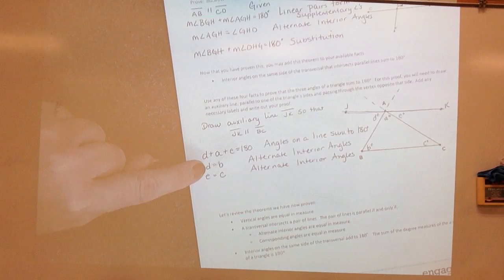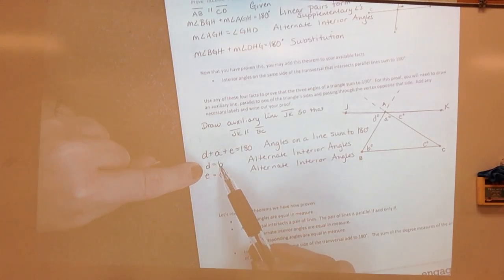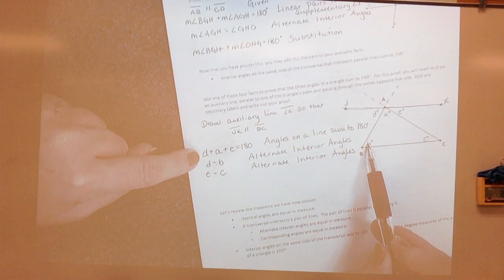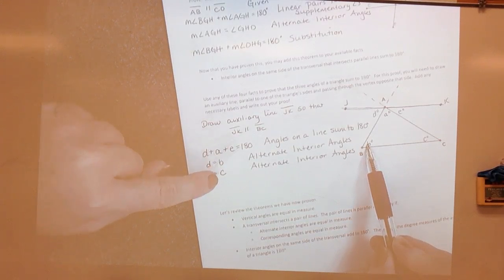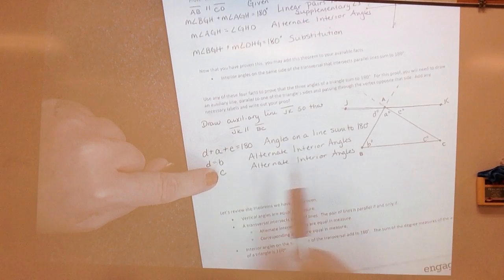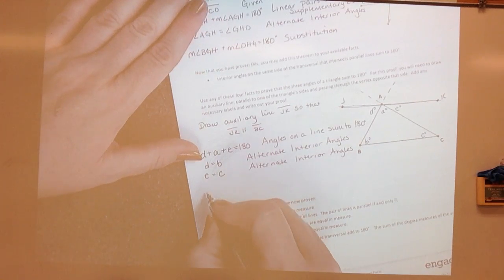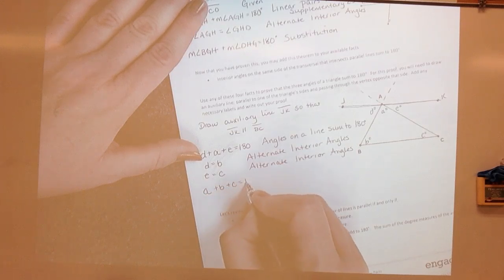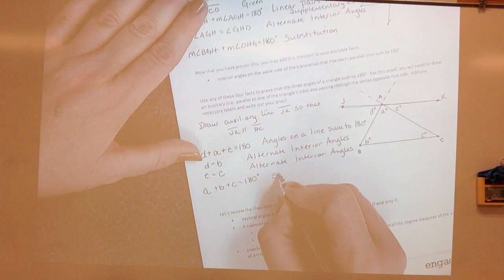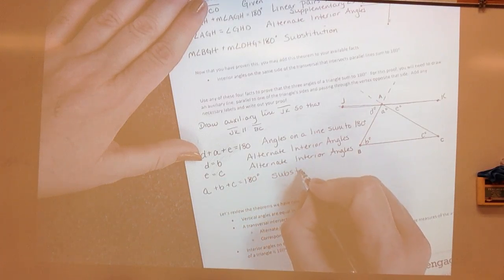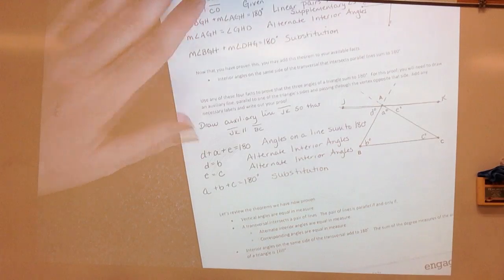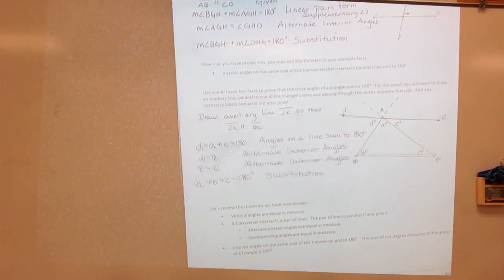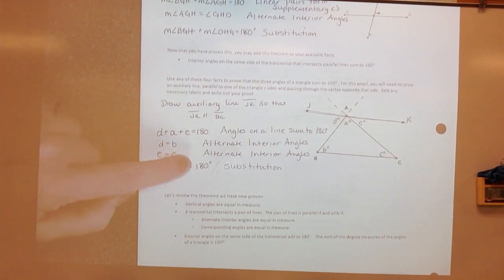So now let's look at this. I know that D is equal to B. That's an angle inside my triangle. And I know that E is equal to C. That's an angle inside my triangle. So I can substitute now and say A plus B plus C is equal to 180 degrees because of substitution. Okay? Because I am able to prove that these angles are equal, I can substitute. If I know they're the same, I can substitute.